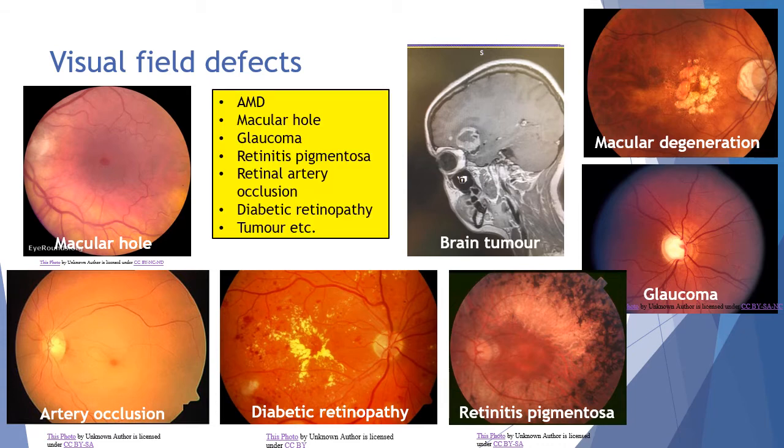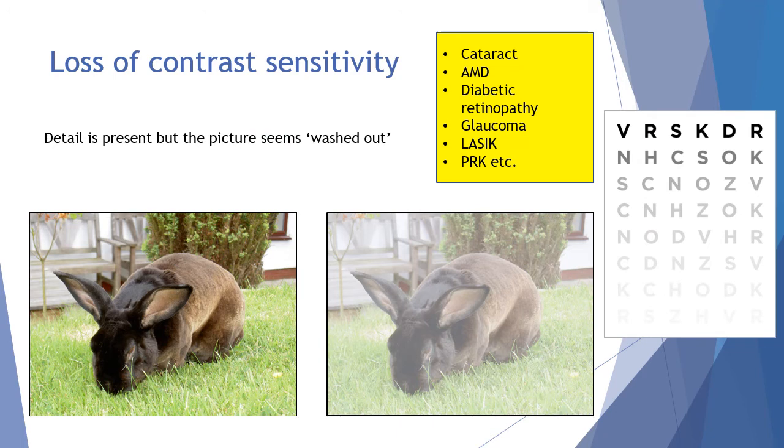So we all know that there's lots of different things that can cause visual field defects, and this is by no means an extensive list. Loss of contrast sensitivity is something that's often overlooked. People can see the detail, but the picture seems to be washed out. Have a little think. Do you have a contrast sensitivity chart in your practice? And now, have you actually seen anyone use it? Even the people who've got a contrast sensitivity chart will probably struggle to recall anybody actually using it in their practice, because it is something that gets overlooked, but it can tell us a lot about the visual status of your patient.